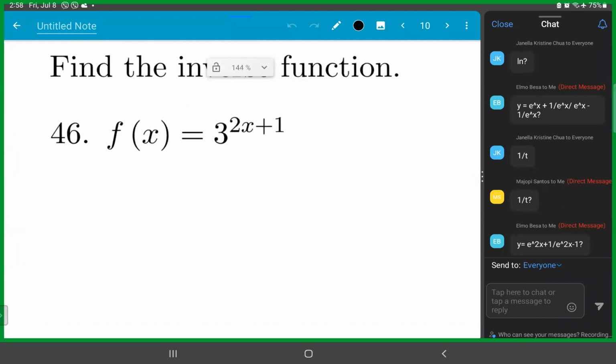All right, there are cases when you are not allowed to use ln. Okay? Dahil sa direction. Makinig na mabuti, ano?